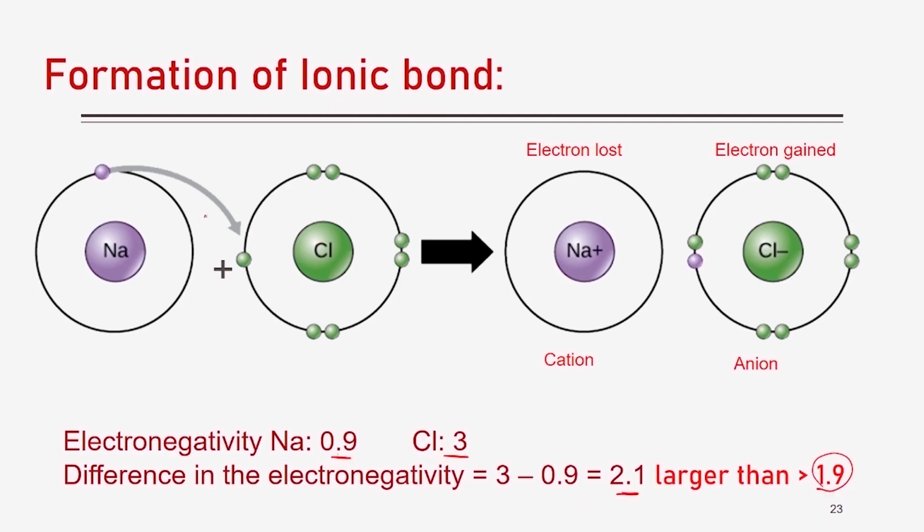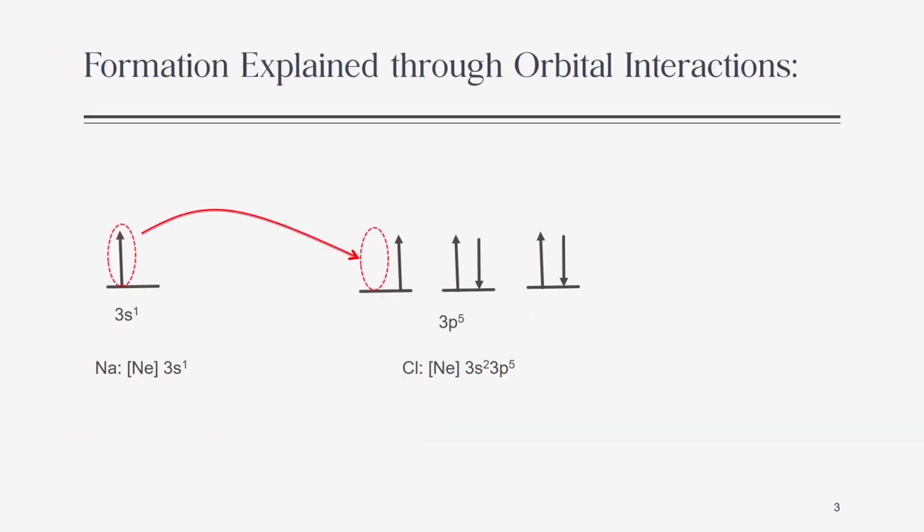During the formation of the ionic bond, the difference in the electronegativity results in the transfer of electrons from the lower electronegative atom, sodium, to the atom with the higher electronegativity, chlorine.